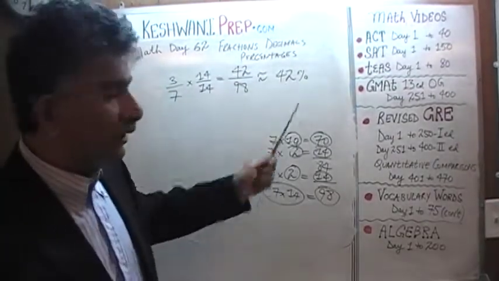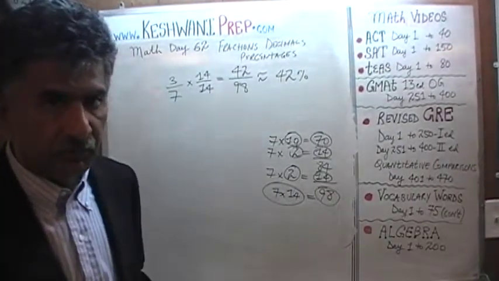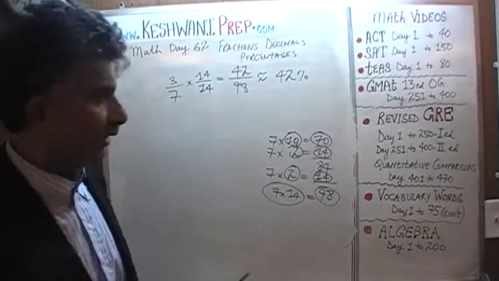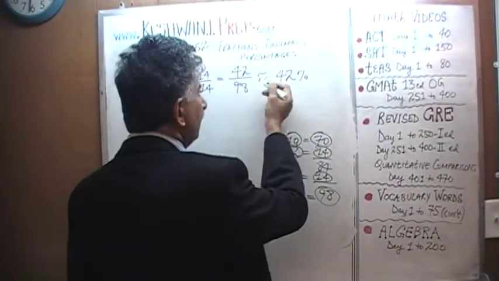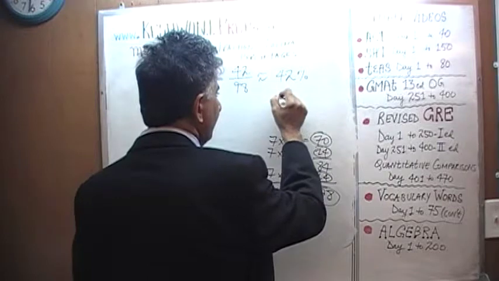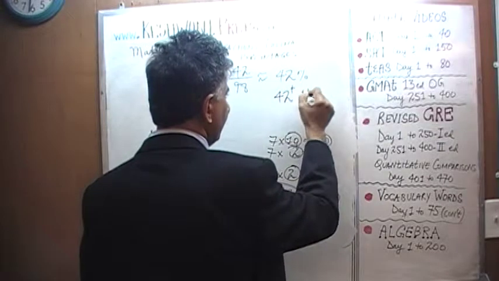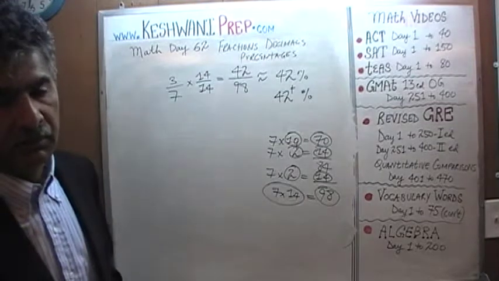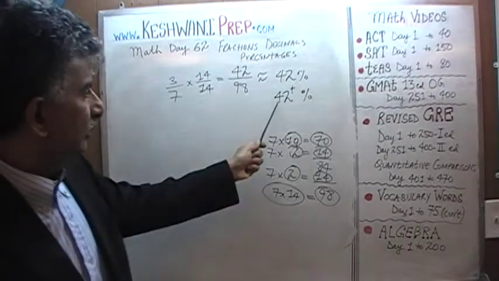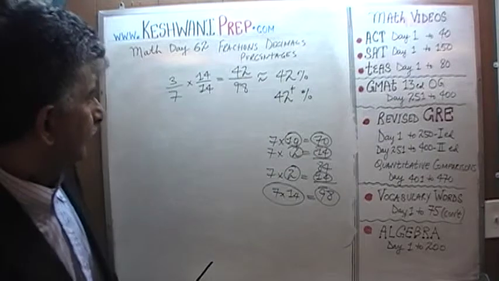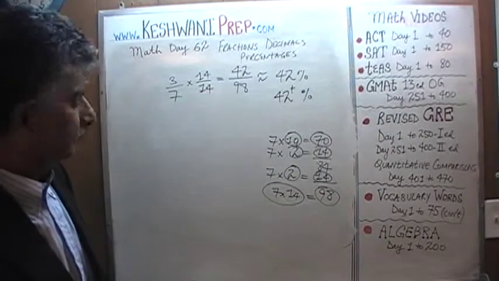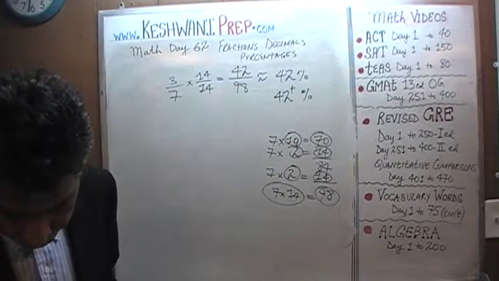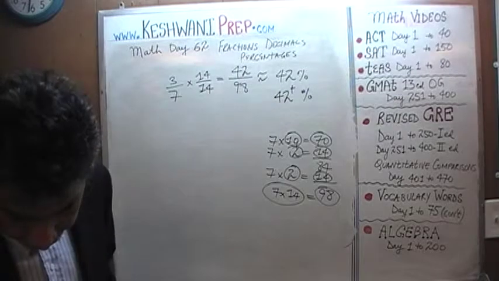42%. Is that an underestimation or overestimation? This is an underestimation, because the correct answer is something more than 42%, because we're not dividing it by 100, we're dividing it by 98. So the real percentage is going to be something more than that. Do you understand? Let's do the next one. So that was 3/7.